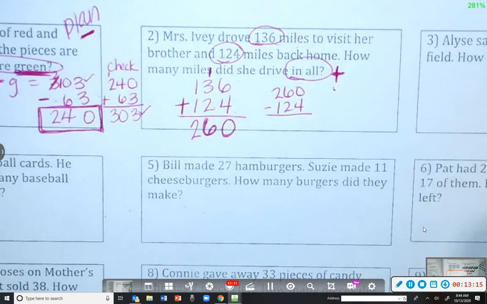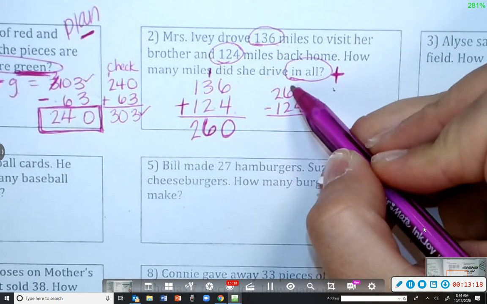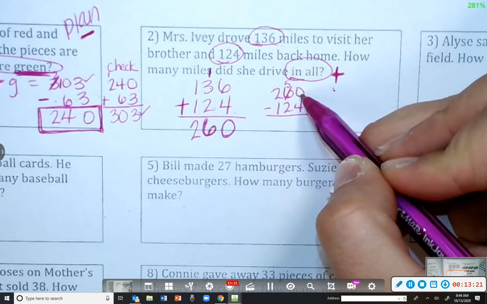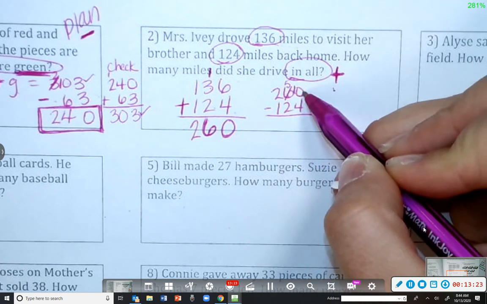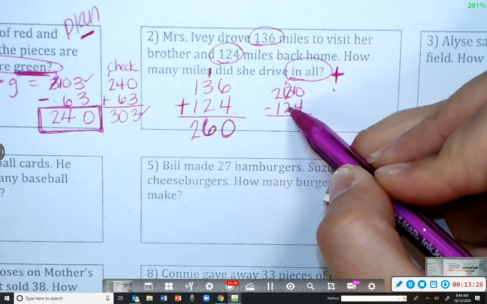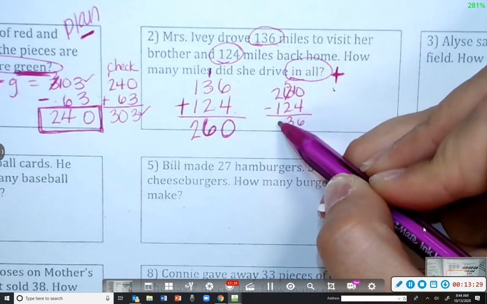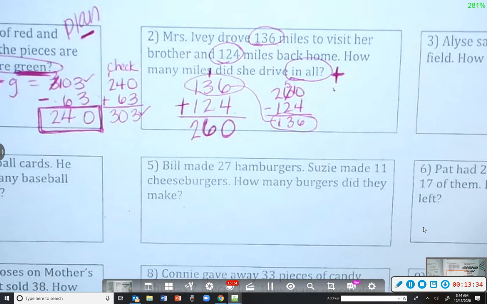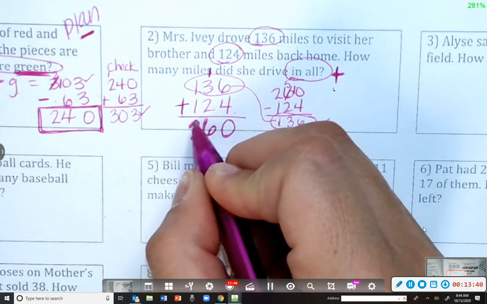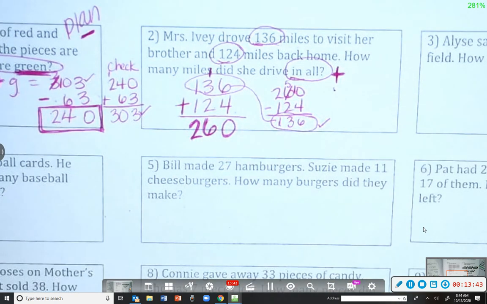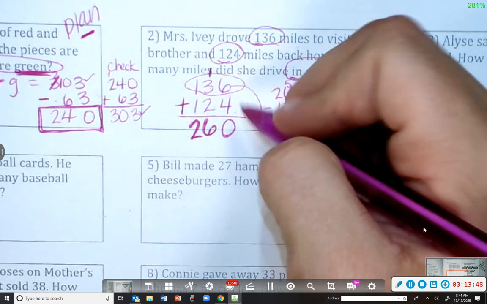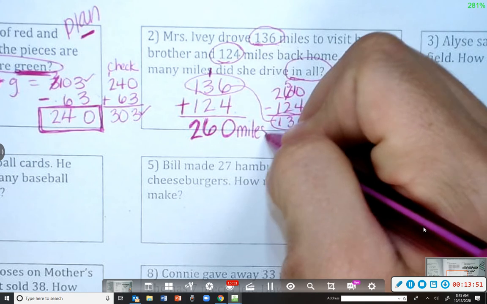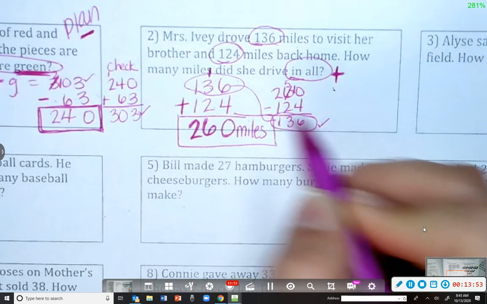Can I do 0 minus 4? No. So we go next door. 6 becomes 5. 0 becomes 10. 10 minus 4 is 6. 5 minus 2 is 3. And 2 minus 1 is 1. I do get the same number, so we got it right. 260, and what was the question talking about? 260 what? Miles.